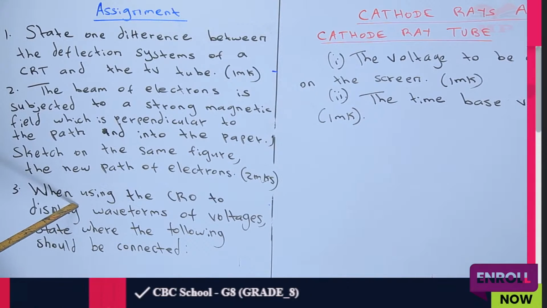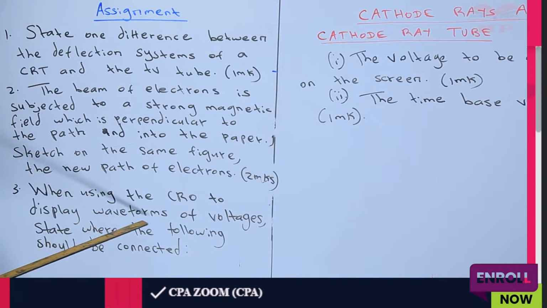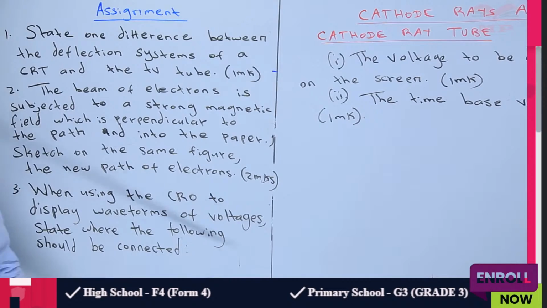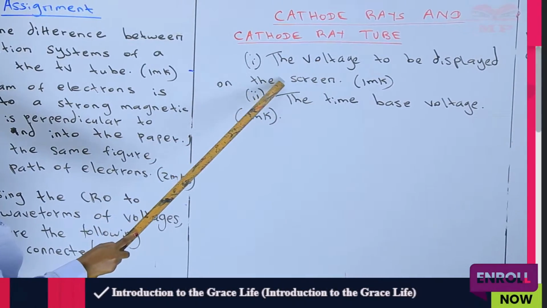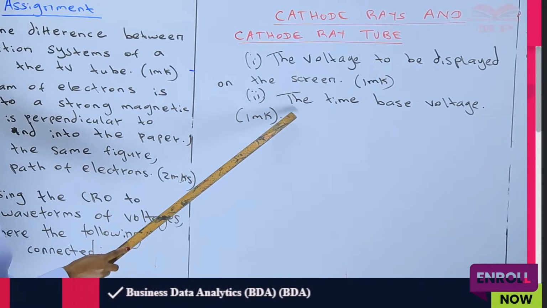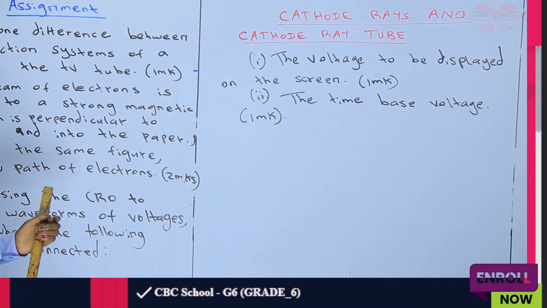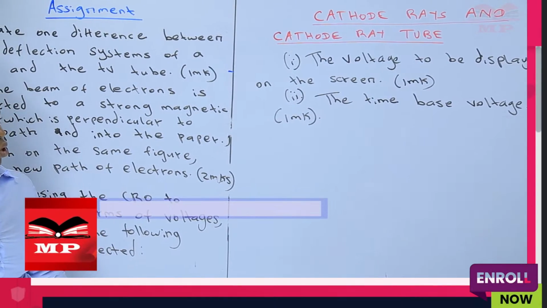Then number 3, when using the cathode ray oscilloscope to display waveforms of voltages, state where the following should be connected. 1, the voltage to be displayed on the screen. And number 2, the time-based voltage. So that's the exercise. It's good that you answer those questions.